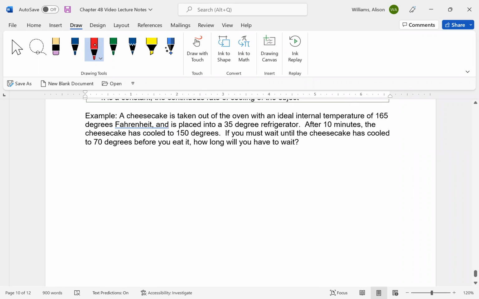Okay, so since we are working with a refrigerator that is at 35 degrees, that is our surrounding temperature. So T sub S is 35. And then the initial temperature is 165. So that's what it starts at. Okay, so let's take our equation here. T of t equals A e to the kt plus T sub S.